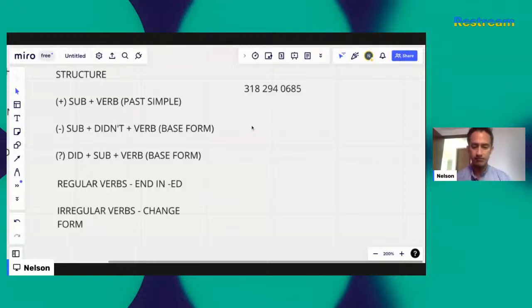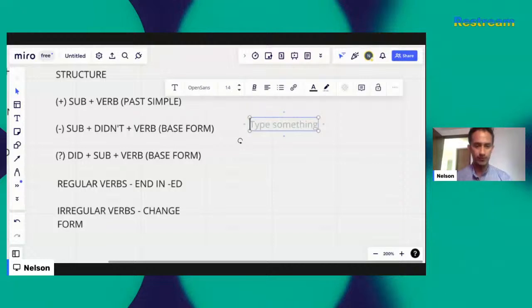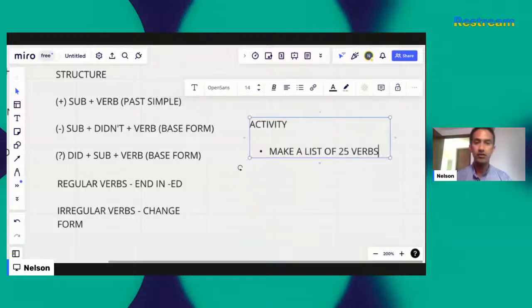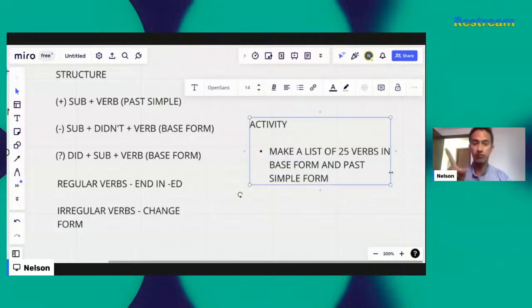And the idea is very simple, yes? Each one of you is going to make a list of verbs. Very simple. The first thing you need to do is make a list of 25 verbs. You can have regular verbs, irregular verbs. That is, there is no difference. Just make a list of 25 verbs in base form and past simple form. Base form and past simple form.